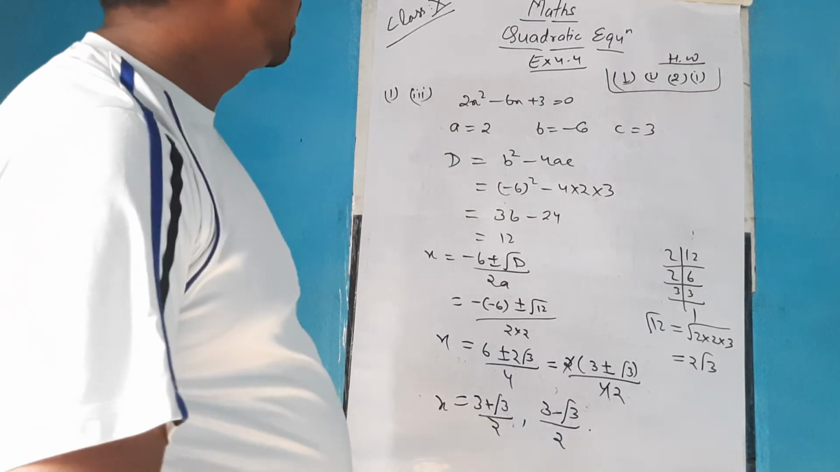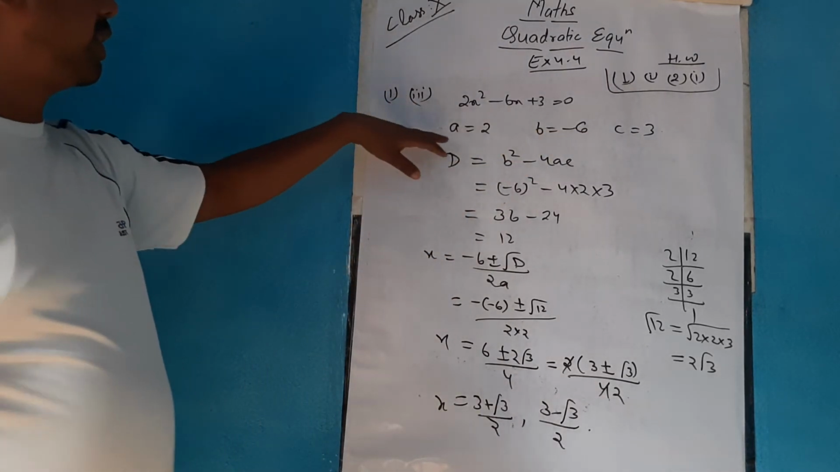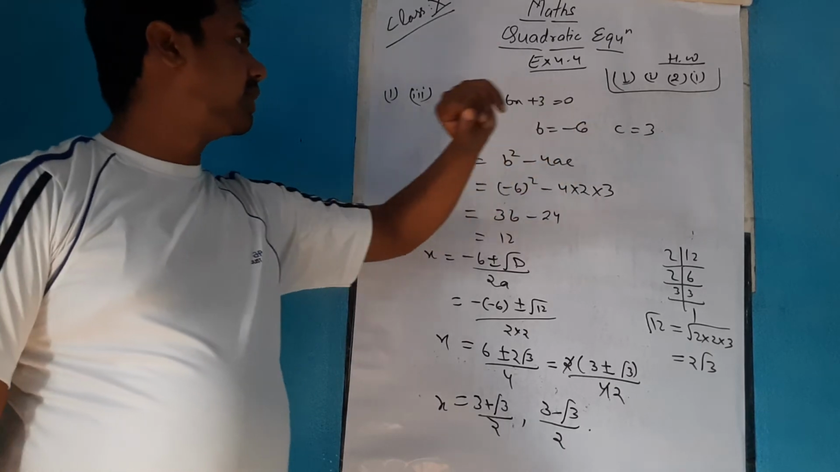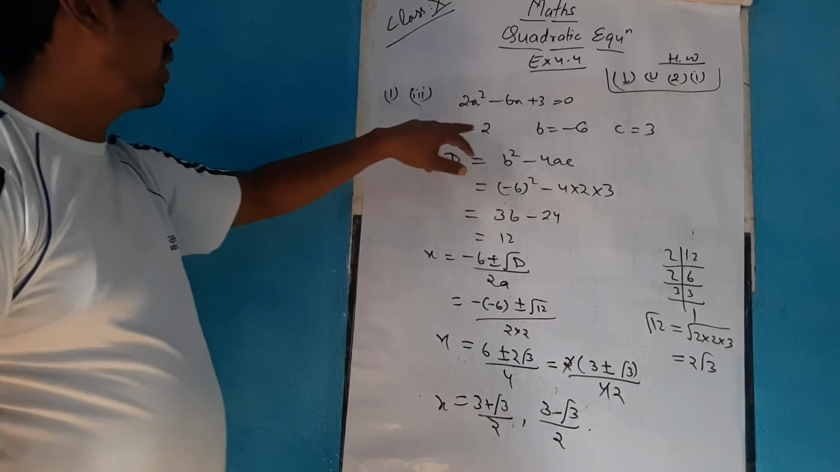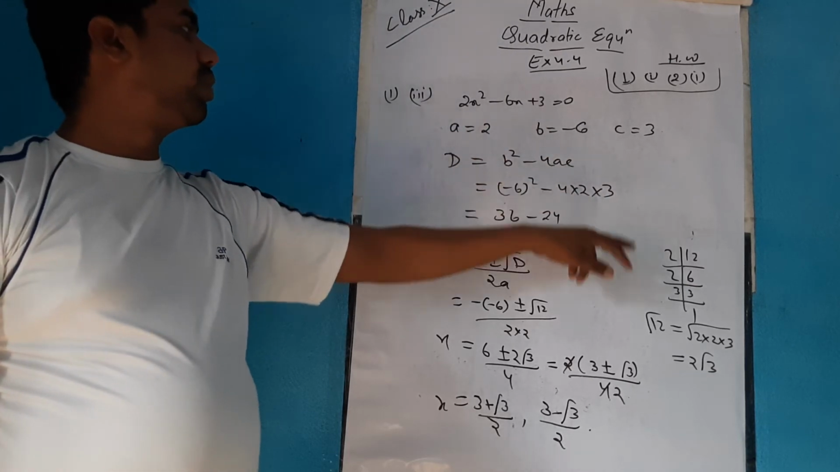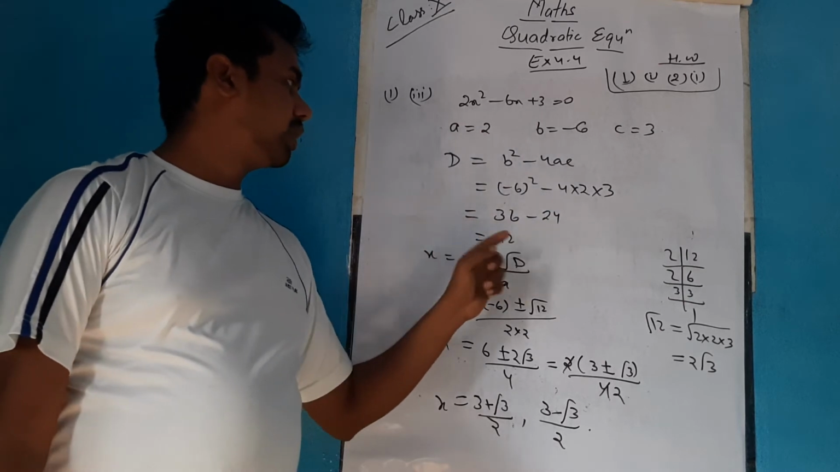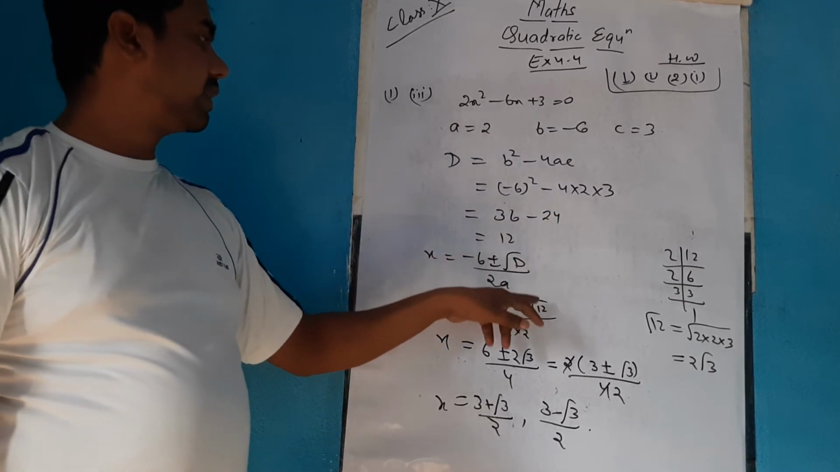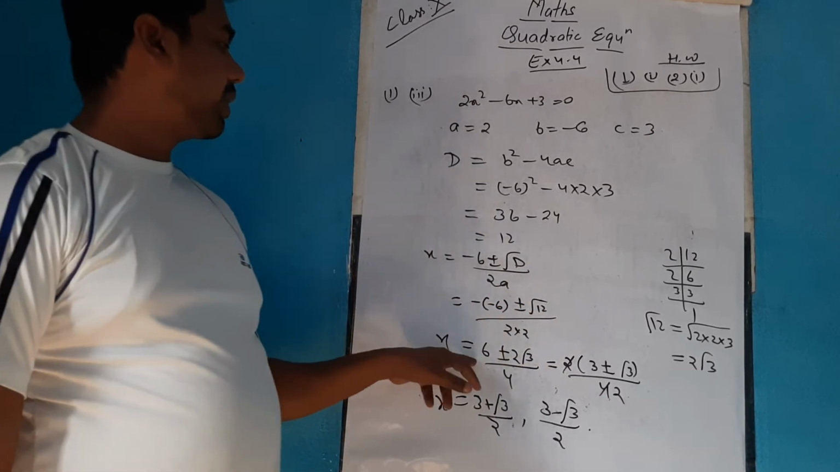So I am repeating it again. 2x square minus 6x plus 3. First get the value of a, b and c. A is 2, b is minus 6, c is 3. Value of D, b square minus 4ac, b square minus 4 into 2 into 3, 36 minus 24, that becomes 12. Now put the value of minus 6, D is 12 by 2, a is 2, so that becomes 6.